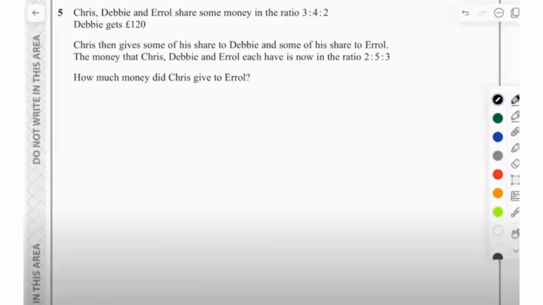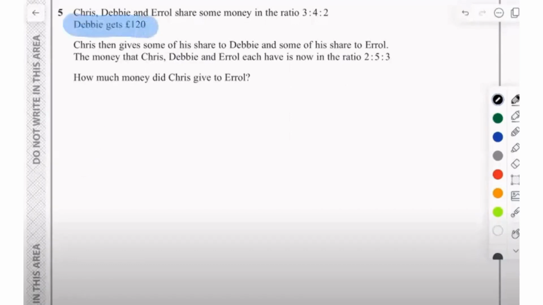Question 5 says Chris, Debbie, and Errol share some money in the ratio 3:4:2. Debbie gets 120 pounds. Chris then gives some of his share to Debbie and some of his share to Errol. The money that Chris, Debbie, and Errol each have is now in the ratio 2:5:3. How much money did Chris give to Errol? We're going to find the total amount that has been shared among the 3 people. So we know Debbie's amount.